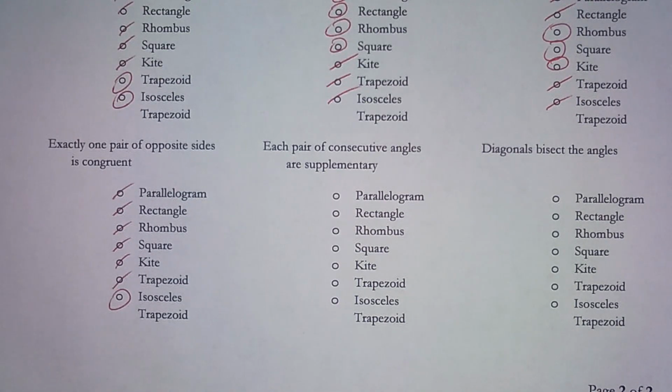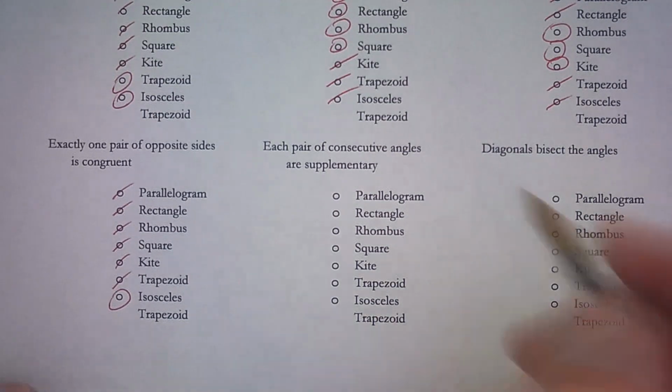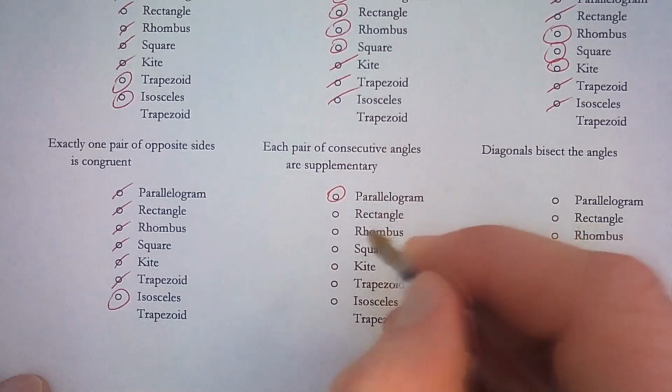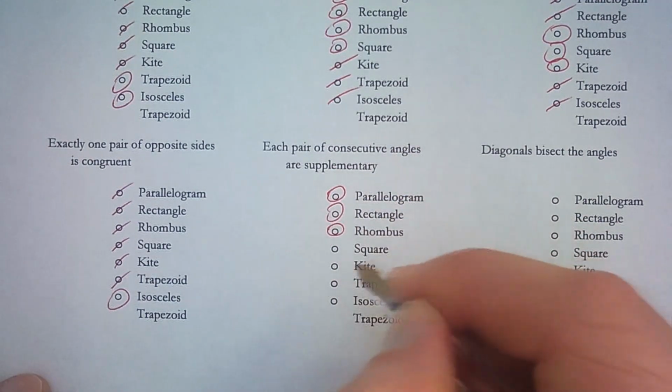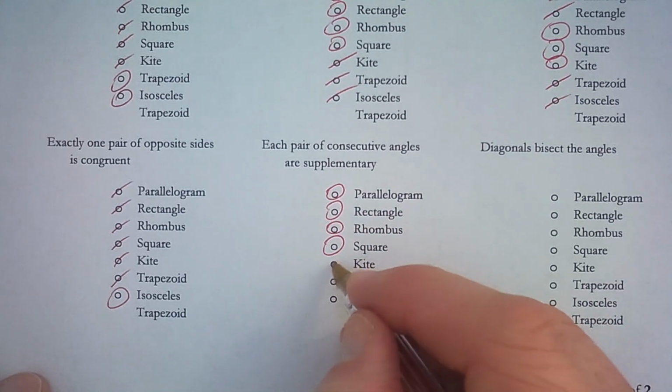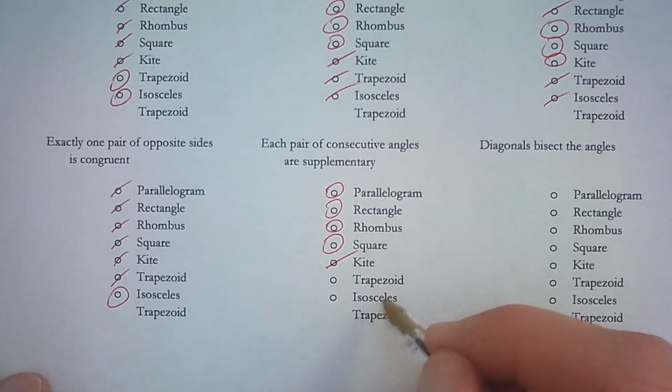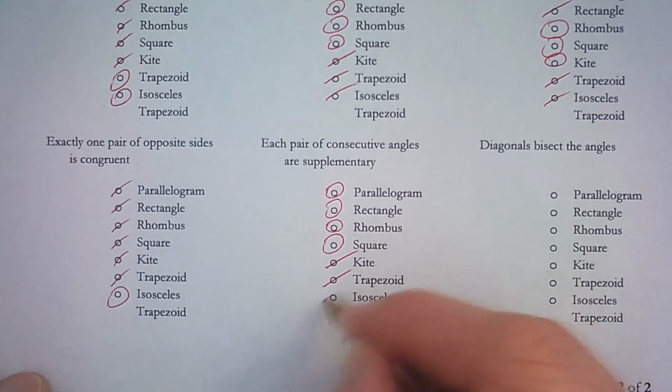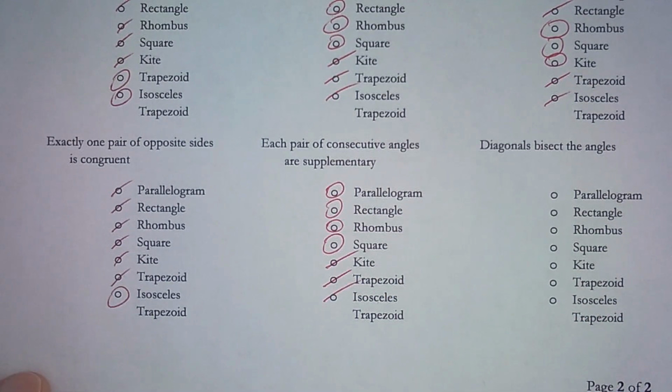Each pair of consecutive angles supplementary. That is true for anything in which both pairs of opposite sides are parallel, and that is true for the entire parallelogram family. Parallelogram, rectangle, rhombus, and square. In a kite, consecutive angles are not supplementary. In a trapezoid, there will be a couple pairs of consecutive supplementary angles, but not all pairs.